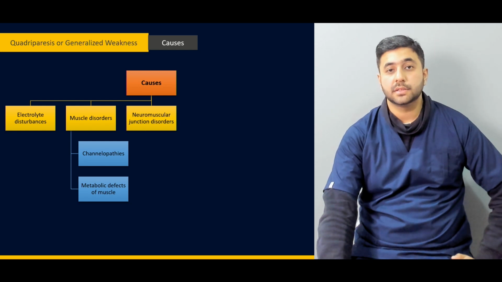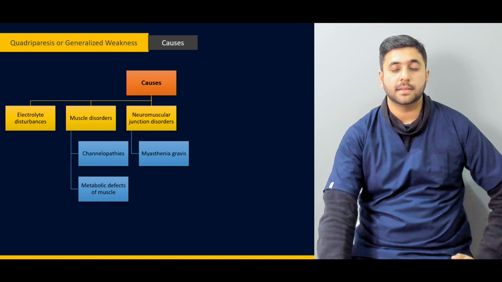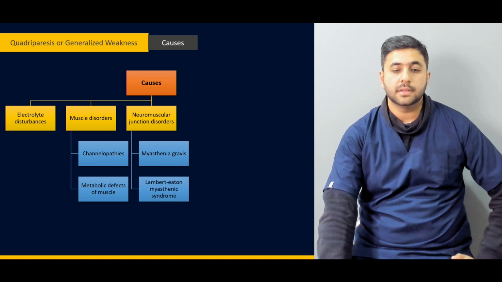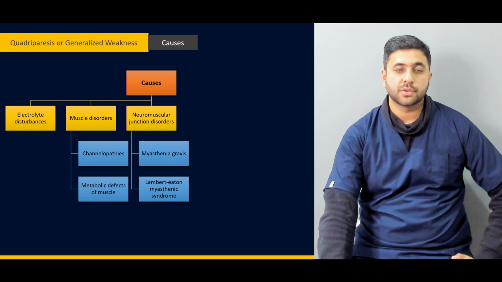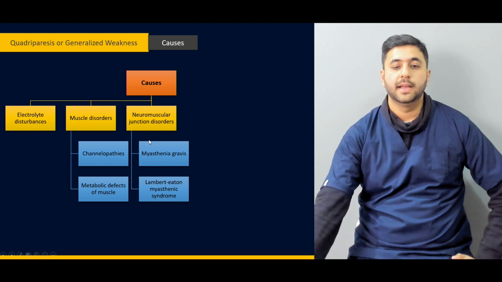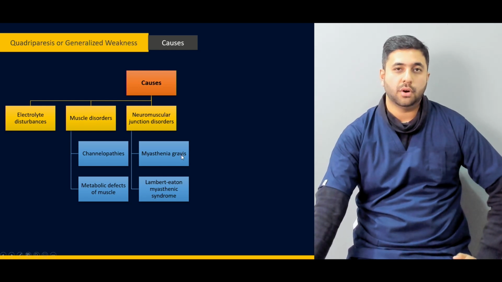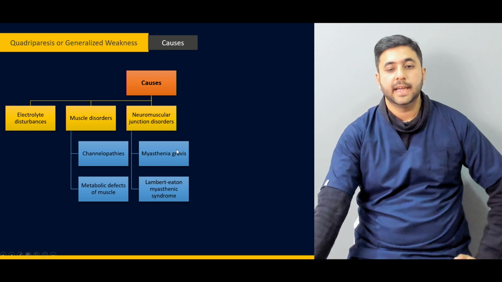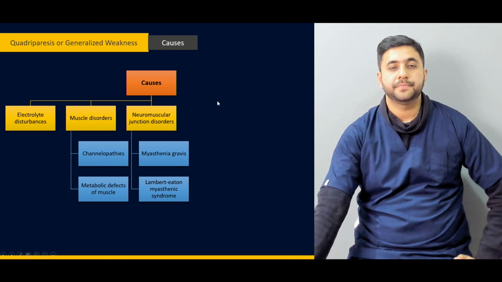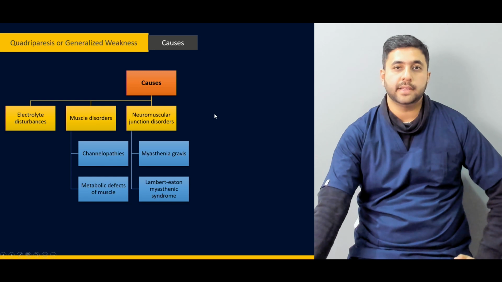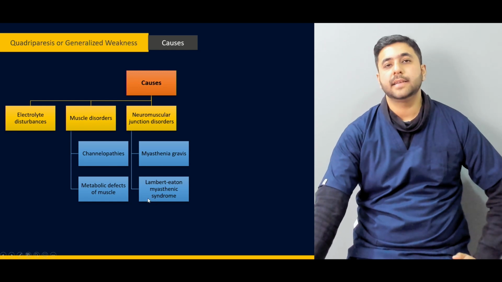Neuromuscular junction disorders, the two most important ones to remember are myasthenia gravis, which we talked about in a previous slide, and another one related to the neuromuscular junction, the Lambert-Eaton myasthenic syndrome. Now, in myasthenia gravis, as I talked about, it is an autoimmune problem in which we have antibodies against the acetylcholine receptors. In Lambert-Eaton myasthenic syndrome, we have antibodies against the calcium channels.